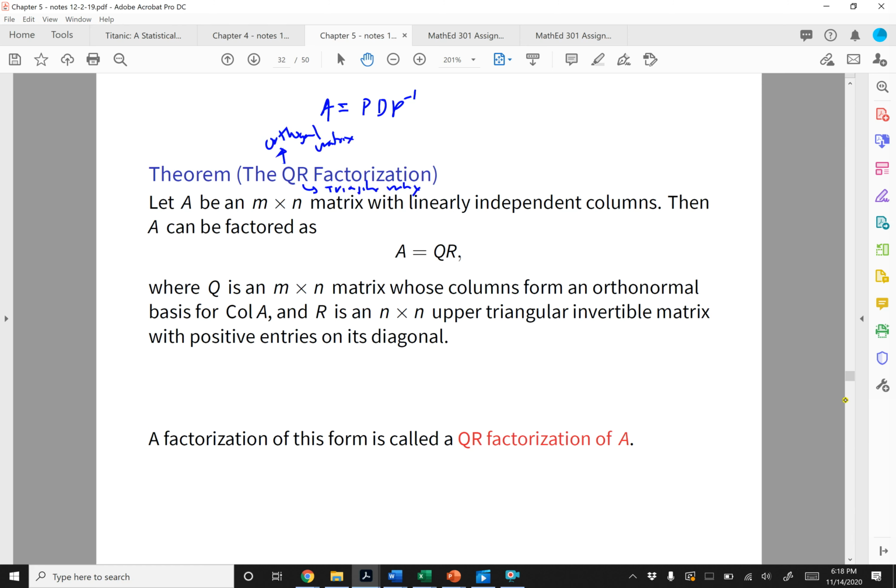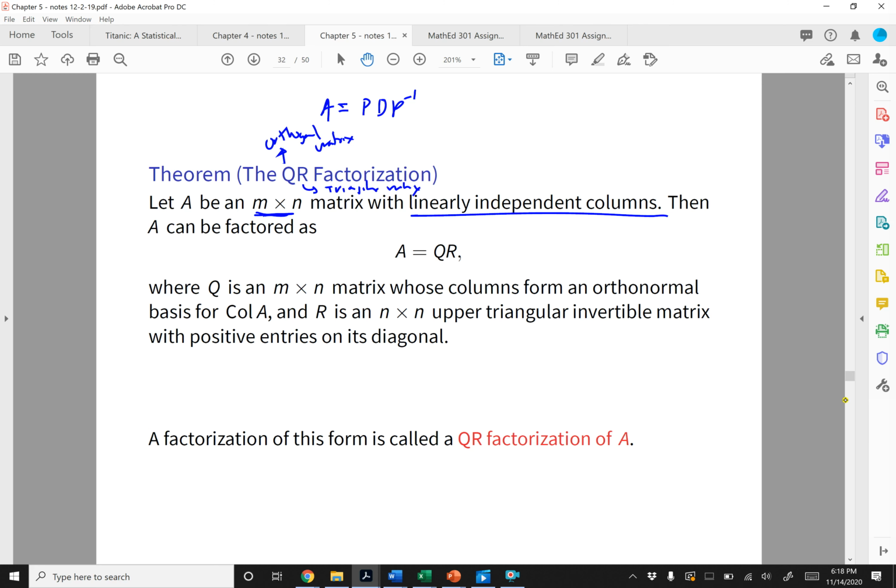And you don't have to have a square matrix for this. This is for any m by n matrix. But the columns do have to be linearly independent, so n has to be less than or equal to m, because otherwise you'll be forced to have some dependent columns.